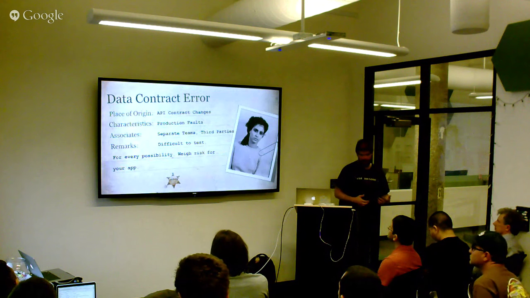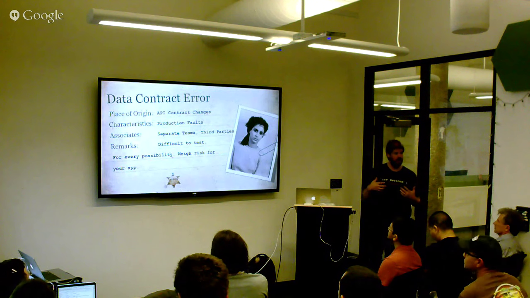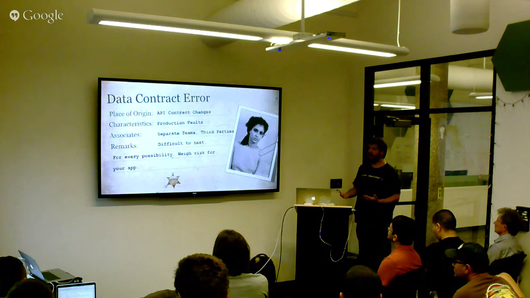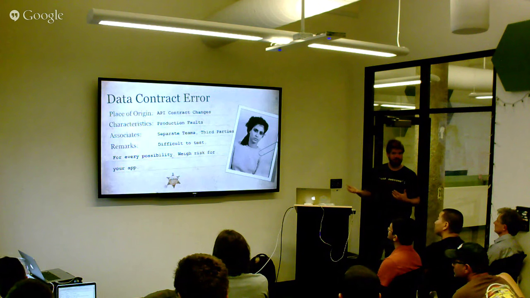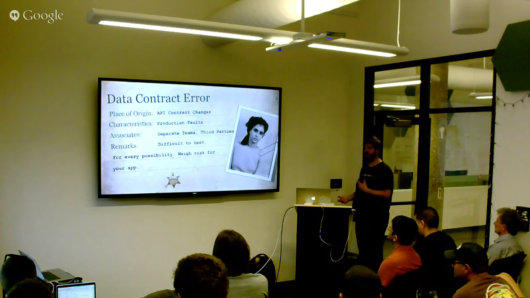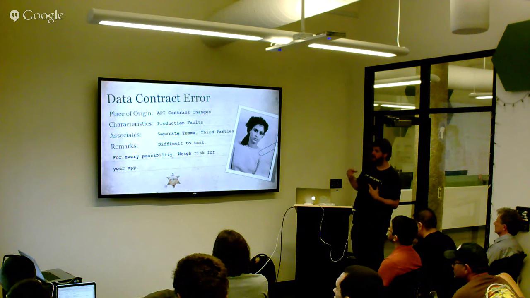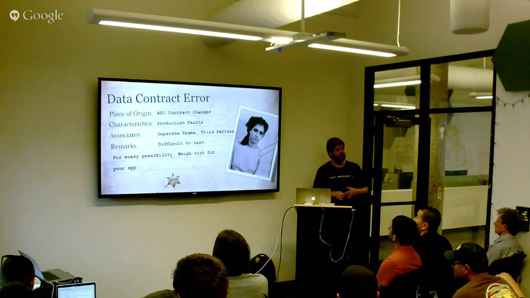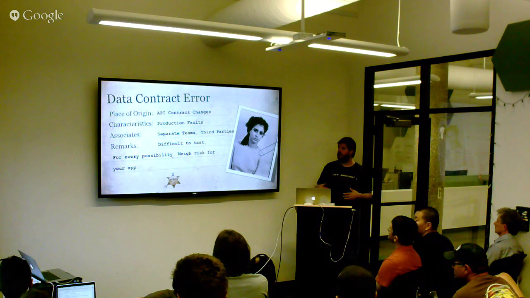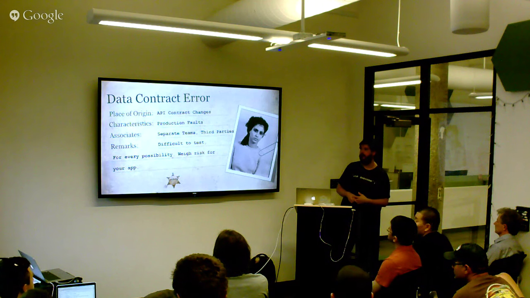So a data contract error. The contract of what we expected from the server changed out from under us. And so this can cause production faults. If done maliciously, it could cause cross-site scripting problems. It could cause security problems. This can be associated if you have separate teams dealing with your API services and your front-end services, or if you're just interacting with third parties for your data.